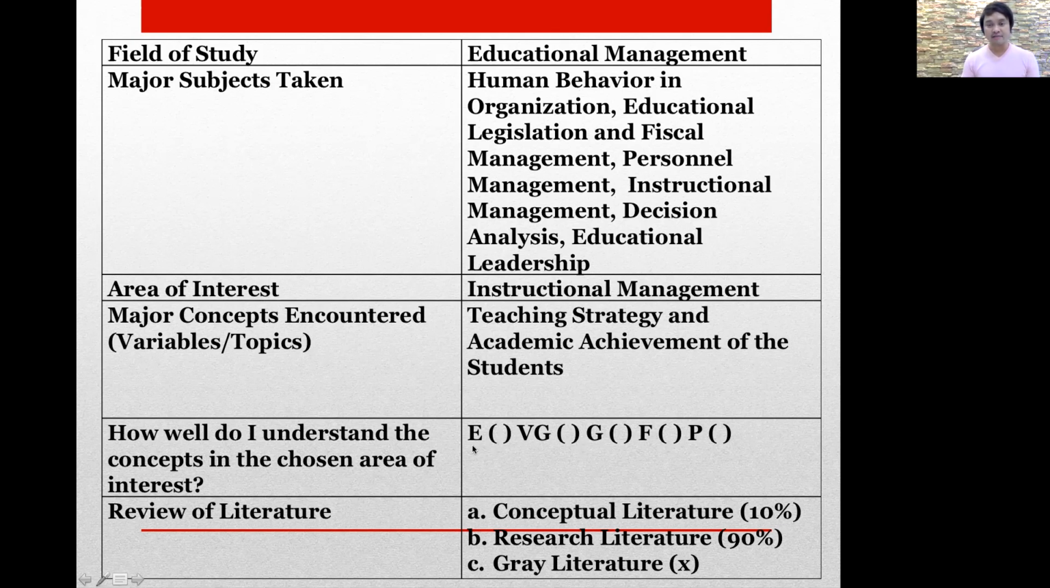And then after identifying a topic, for example, you identify teaching strategy and academic achievement, you now go to review of literature. Review of literature. Conceptual literature, there are three types of literature by the way. Are you familiar that there are three types of literature? Pa-type nga po sa ating chat box. Are you familiar? Yes or no? With that there are three types of literature.